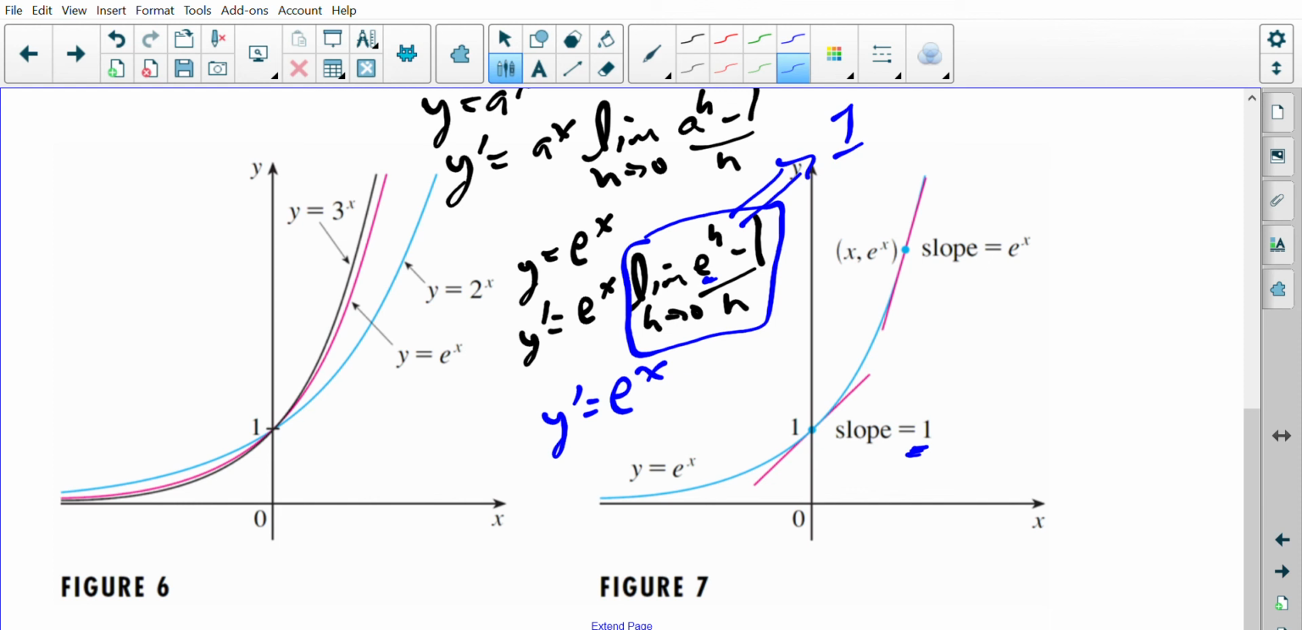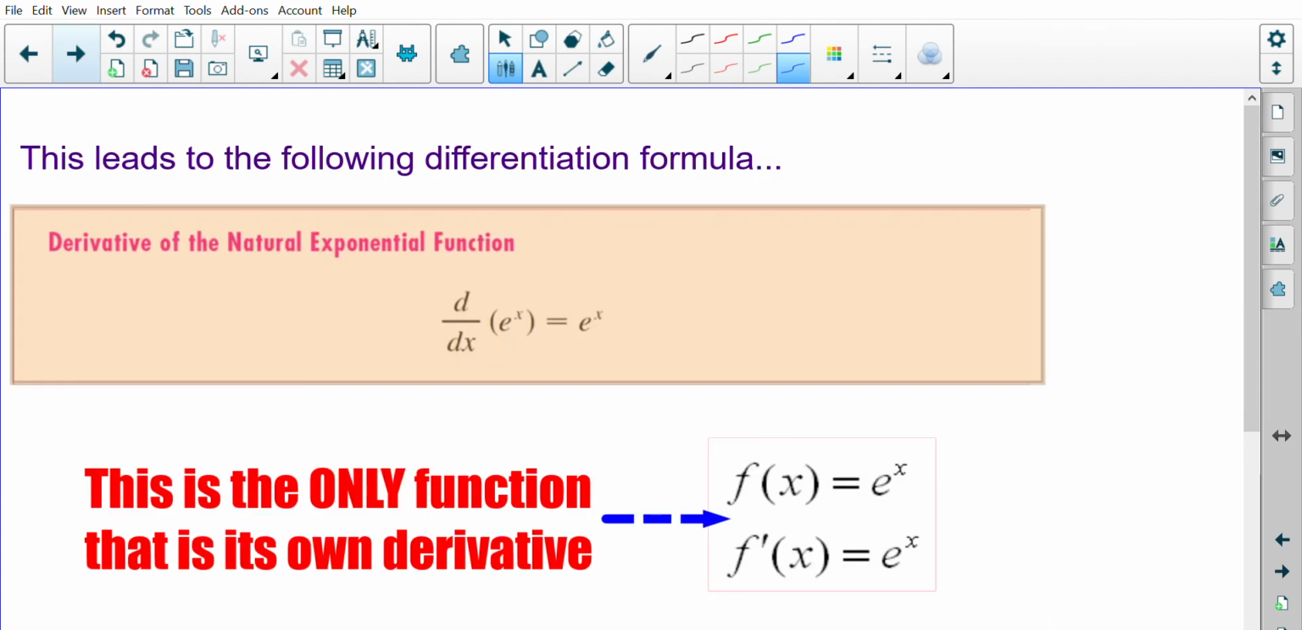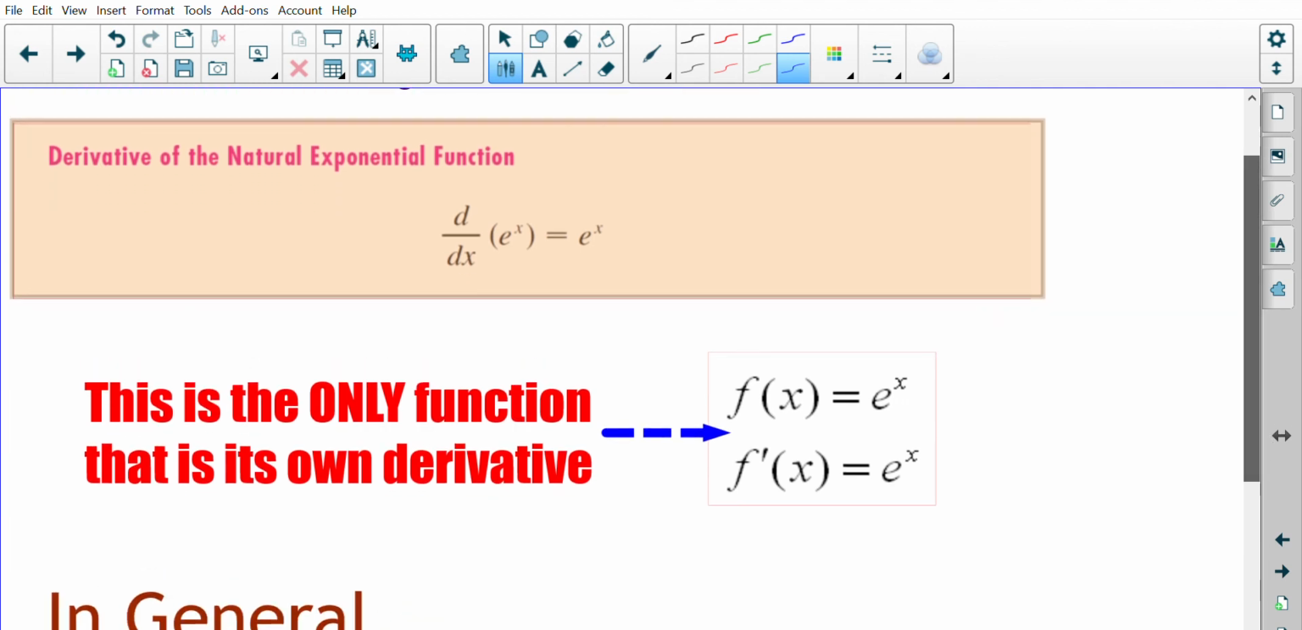Okay, now that we've got that ironed out, let's identify a rule here. If you have e to the x, the derivative of e to the x is just simply e to the x, because remember that limit that would go beside it, we determined that that was going to turn out to be a 1, so it doesn't even show up. It's the only function that is actually the derivative of itself. e to the x, its derivative is also e to the x.